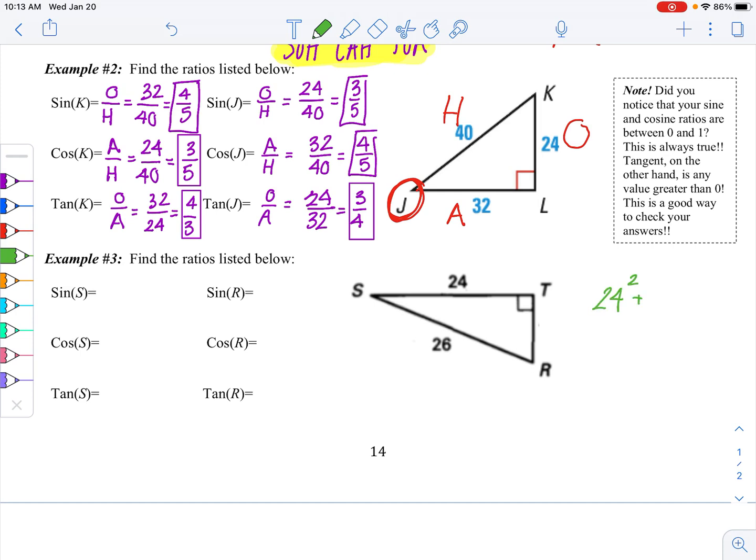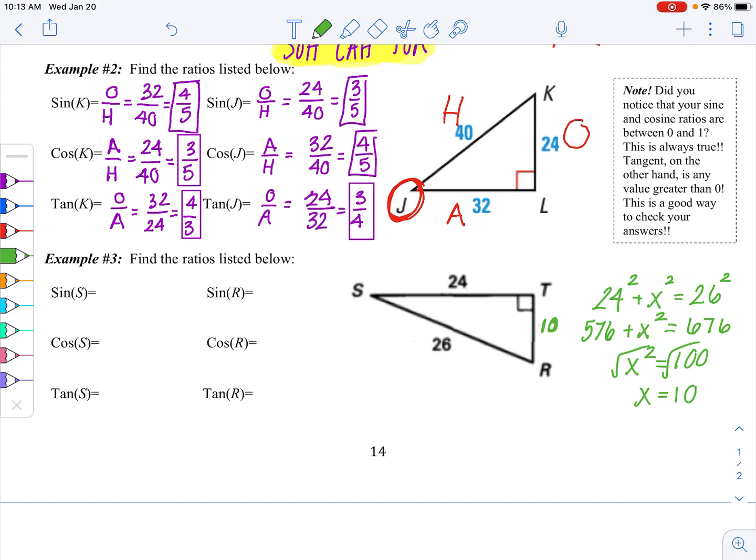24 squared plus my side length squared is going to equal my hypotenuse squared. Please be aware that the 26 is the C value because it's across from the 90. Okay, doing the math, you'll get 576 plus x squared equals 676. Getting x squared by itself, you'll get 100. And we find out this side length right here is 10.